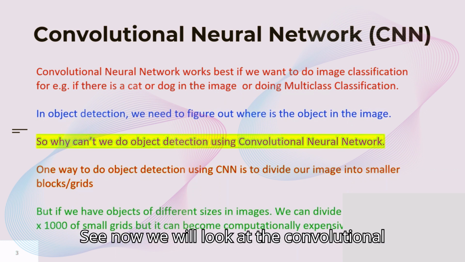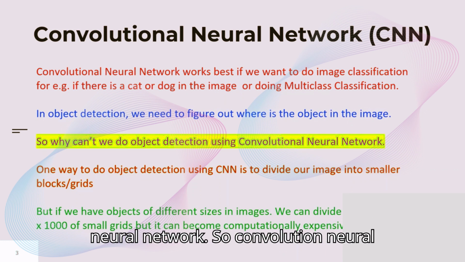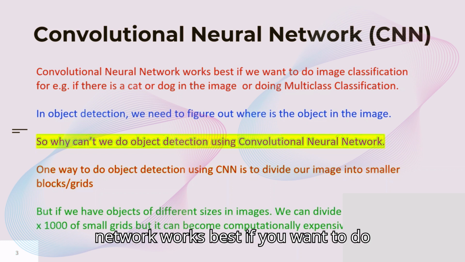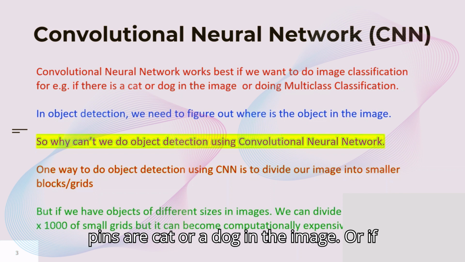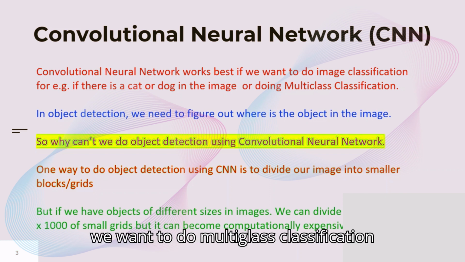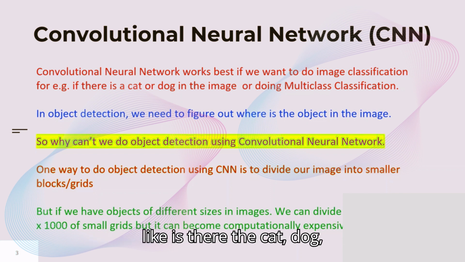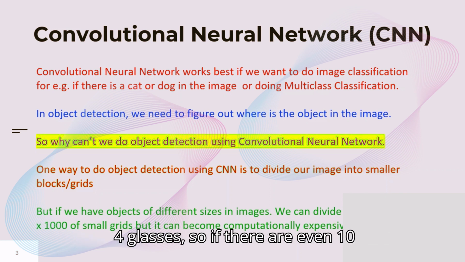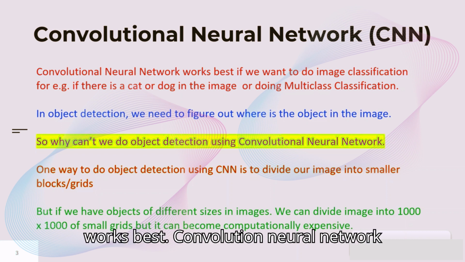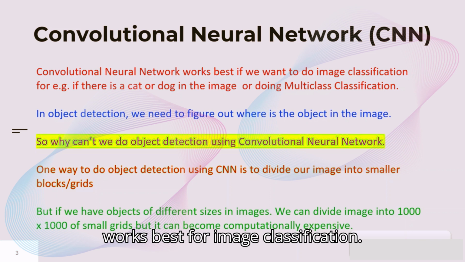So now we will look at the convolution neural network. Convolution neural network works best if we want to do image classification. For example, if there is a cat or a dog in the image, or if we want to do multi-class classification, like is there a cat, dog, person, or deer in the image. So there are 4 classes. Even if there are 10 classes, convolution neural network works best. Convolution neural network works best for image classification.